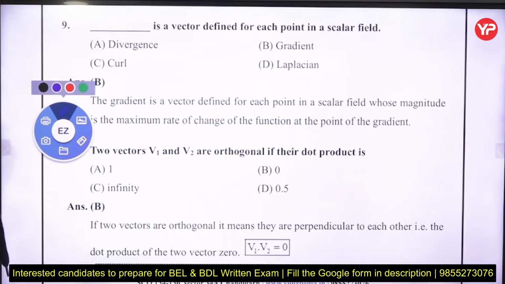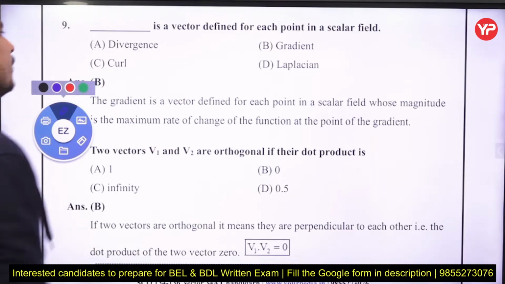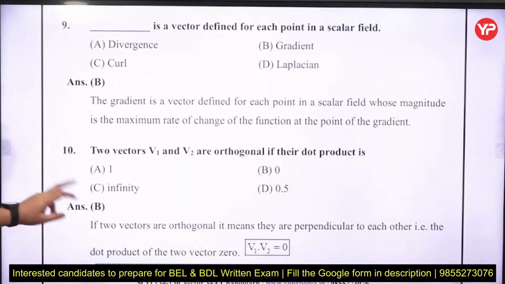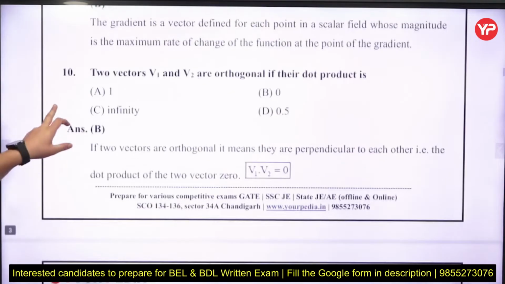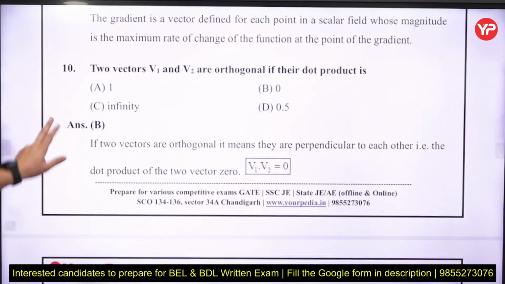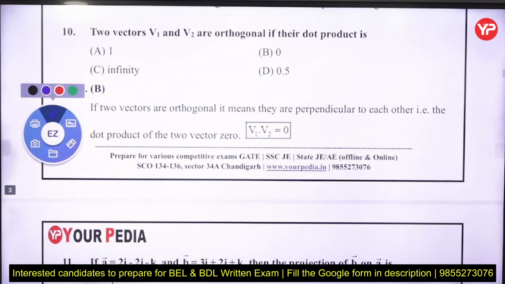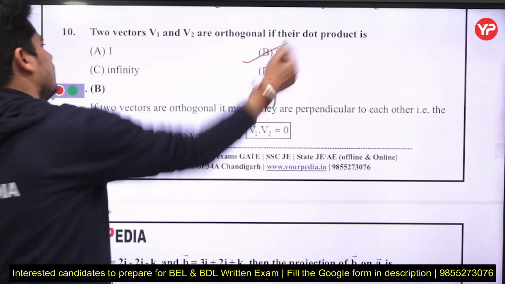Is a vector field defined at each point of a scalar field? That is a gradient. Gradient of a scalar is a vector which is defined on each point of a scalar field, right? It is a vector quantity, and that will represent the maximum rate of change of magnitude, and the direction of the gradient will show you the direction in which your maximum rate of change will occur. Two vectors v1 and v2 are orthogonal. See, whenever two vectors are orthogonal, their dot product will be 0.